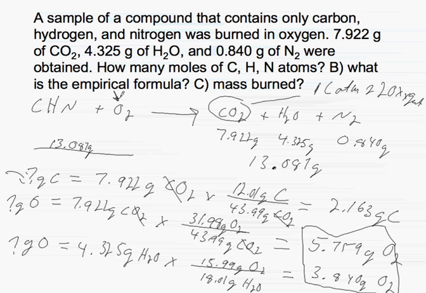So if I add 5.759 grams of O2 plus 3.840 grams of O2, that would be 9.599 grams of O2. This would have to have been the amount of oxygen that was used in order to produce these amounts of oxygen in the carbon dioxide and the H2O.